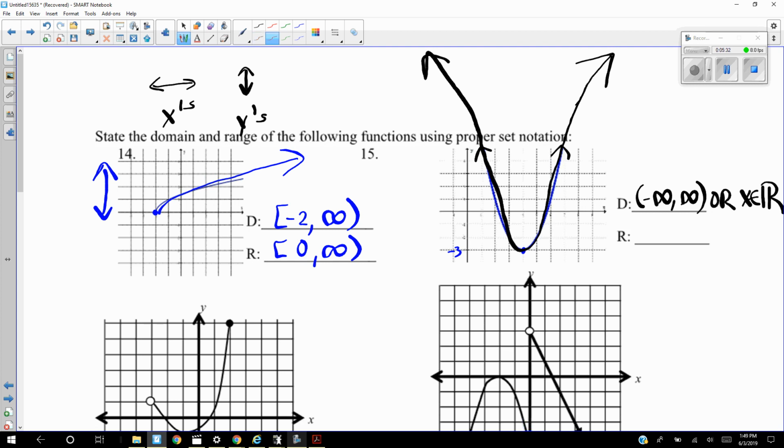Range is how far up and down it goes. It is, of course, going up forever, but it does not go down forever. It has a lowest y coordinate. And again, we established that as -3.